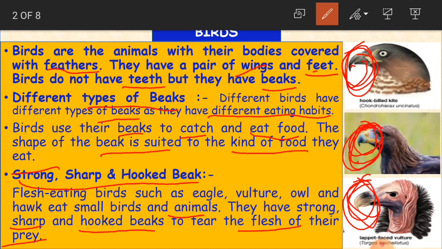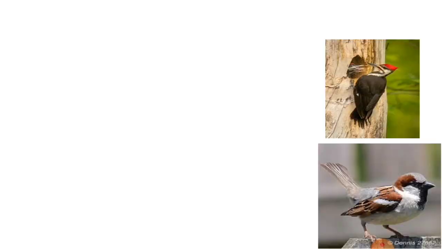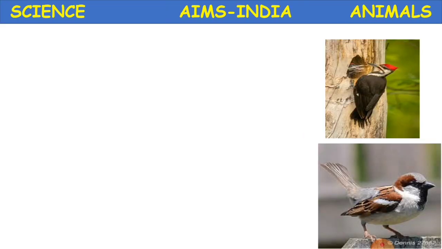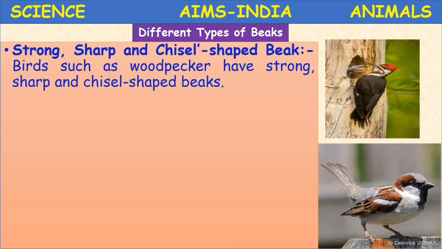Clear, children? So who has got this? Flesh eating birds like eagle, vulture, owl and so on. Okay, and now we'll see some other birds, with different types of beaks.